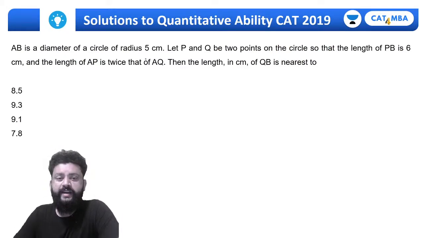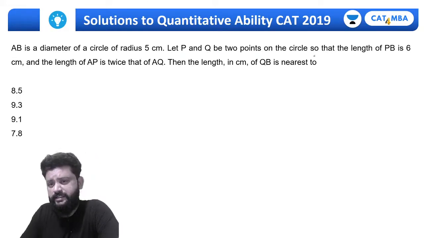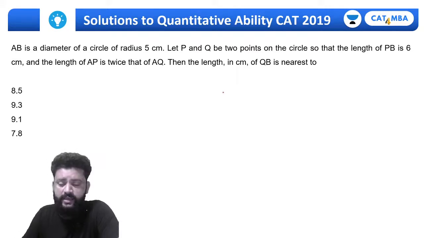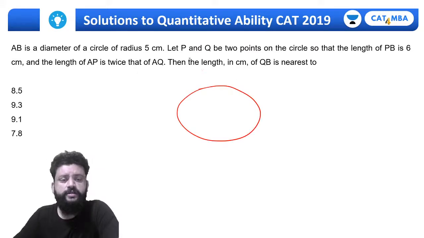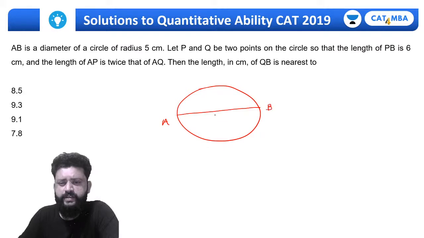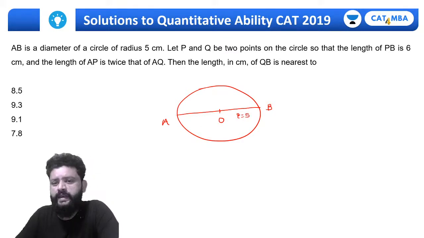AB is the diameter of a circle of radius 5 centimeter, and let P and Q be 2 points on the circle, so that the length of PB is 6 centimeter and the length of AP is twice that of AQ. So let's try to draw the diagram first. AB is the diameter of a circle, radius is 5. P and Q are 2 points on the circle, PB is 6 and the length of AP is twice that of AQ.